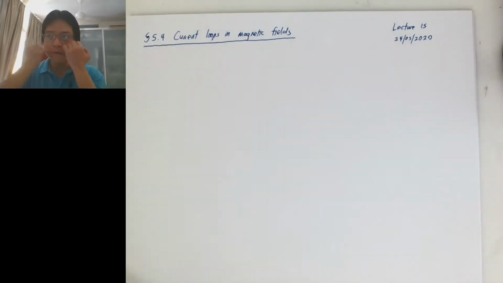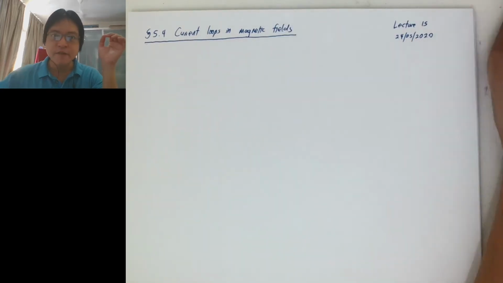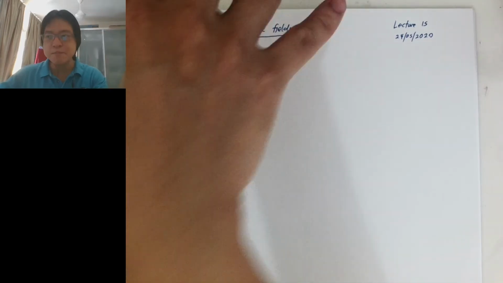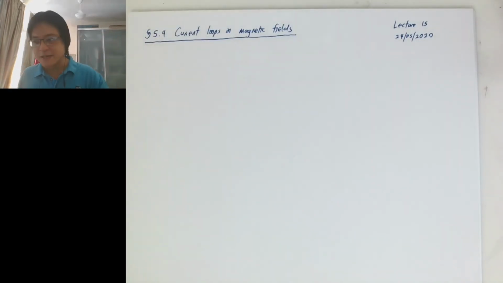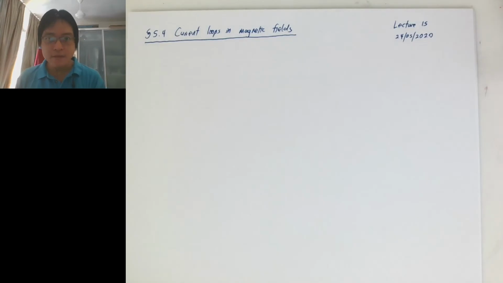Okay, so that is for Thursday, but for now we have to continue our syllabus. We have to talk about chapter 5. Continuing chapter 5, it's not in this week's exam, but definitely everything will be in the final. Doesn't mean we don't have to learn it. So we have to talk about current loops in magnetic fields.